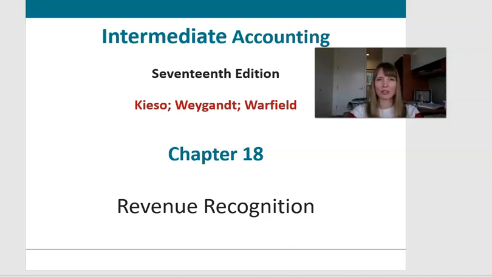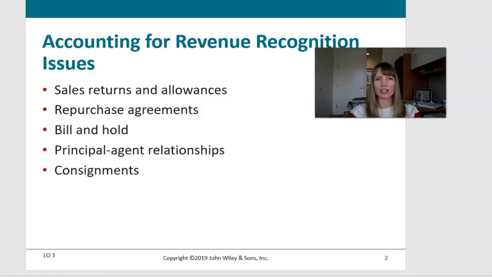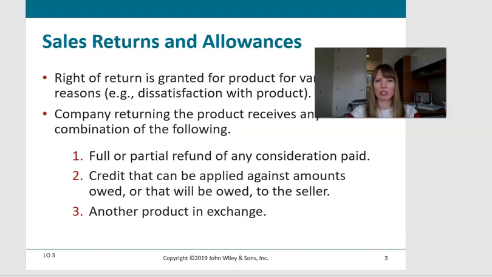This is our last video on Chapter 18, Revenue Recognition. In this video, we're going to look at some special items that companies might encounter, specifically sales returns and allowances, repurchase agreements, bill and hold, principal-agent relationships, and consignments. Let's get started with sales returns and allowances.